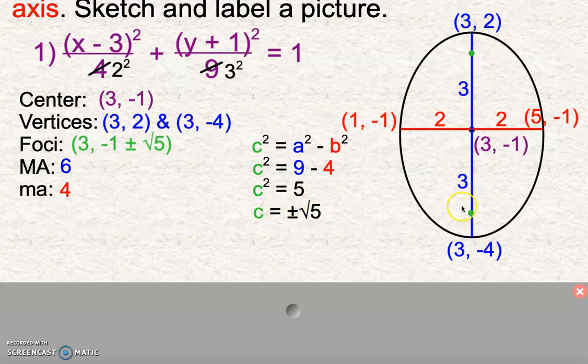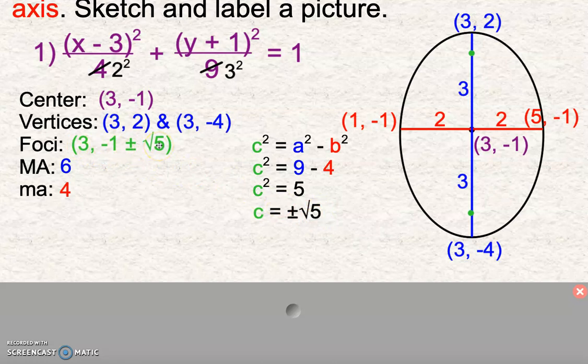And we know that the focus is along the major axis. So if we're going along the major axis, we're going to go up above 3, -1, and we're going to go down below 3, -1. Well, that affects my y values. And that's how I got 3, comma, -1 plus or minus radical 5.